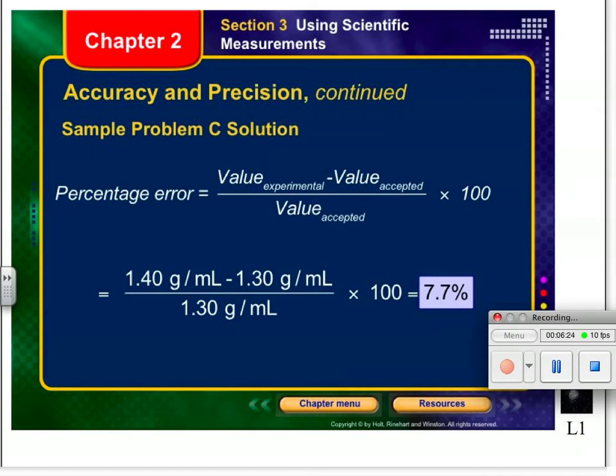All right. Yep, there we go. So whenever it's asking you to calculate percent error, it's going to ask you to do the value experimental minus the value accepted and divide by value accepted. Any questions about what percent error is or how to get it? No? All right, let's roll on.